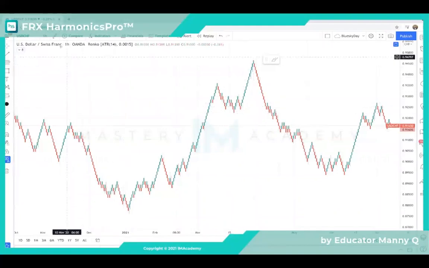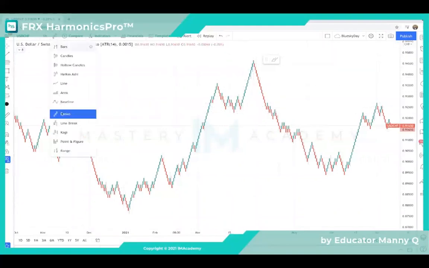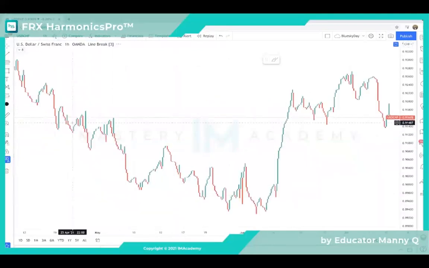Now, moving forward, there are some other ones. Again, line, Kagi, point and figure, and the range, which again, we don't really use, but there is another really popular candle preference called the line break. And I think the line break is a very interesting type of candle.